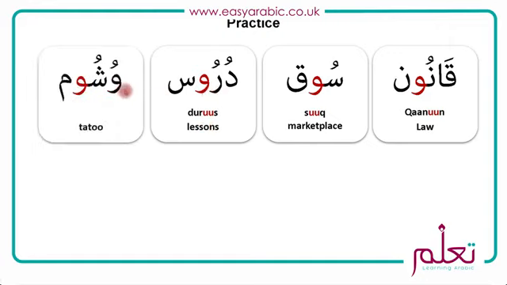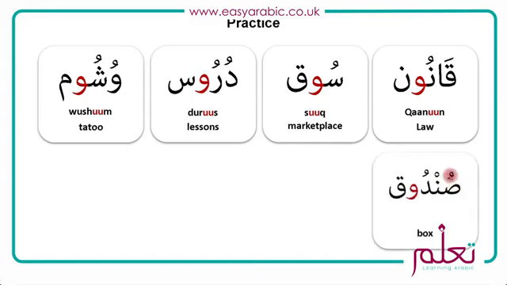Next one we have waw with the dhamma with wu, sheen with the dhamma is wushu, and then the waw, wushu, then the meme, wushum, which is tattoo. Next one we have sod with the dhamma with su, then the noon with the sukoon, sun, and then the dal with the dhamma is sundu, and then the waw, sunduq, which is box.